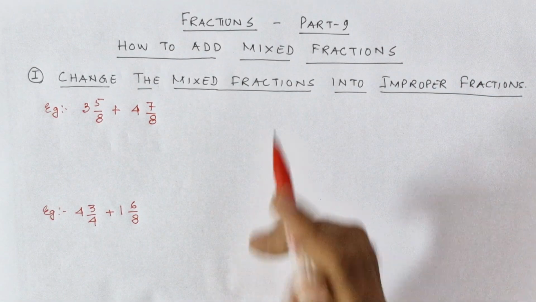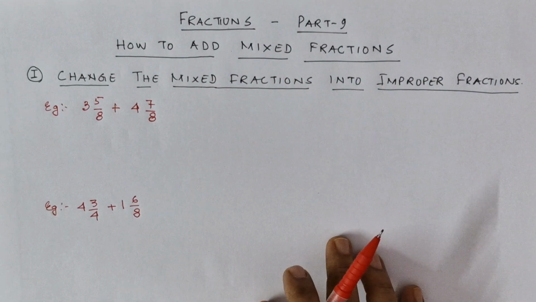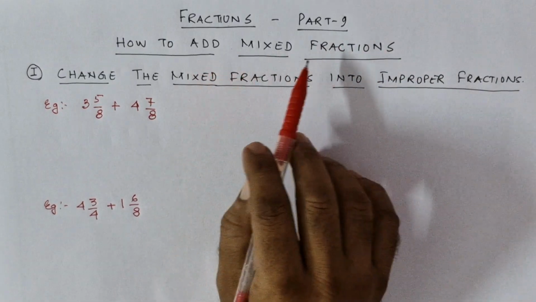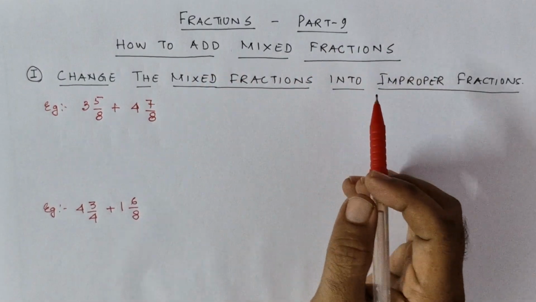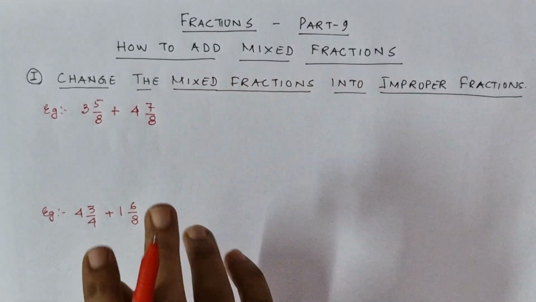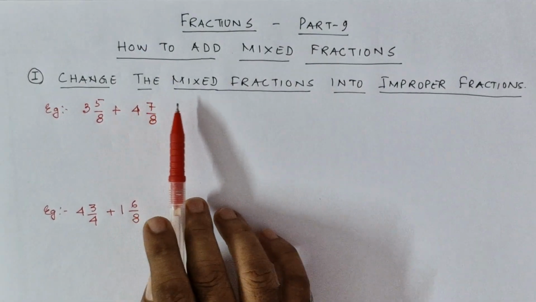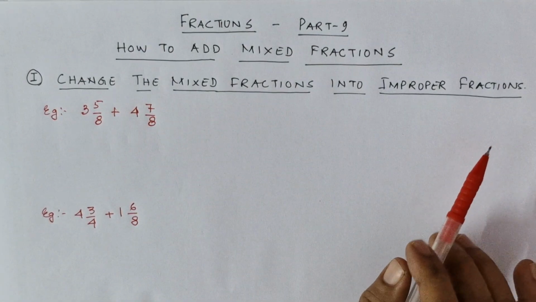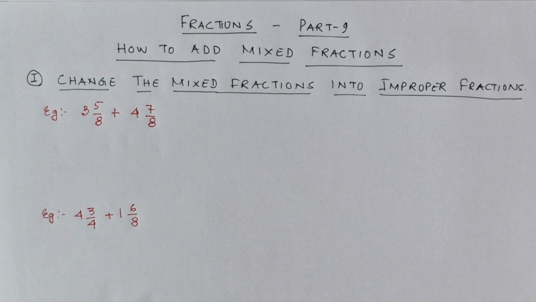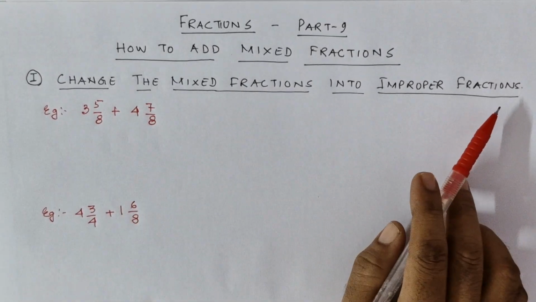Now today's topic is how to add mixed fractions. There are two steps in solving this. You have already seen in part 8 how to add like fractions and unlike fractions, and in today's lecture you will learn how to add mixed fractions. As I said, there are two steps. The first step is to change the mixed fractions into improper fractions, and the second step is adding the whole numbers and the fractions individually. So let's jump in and see how to change the mixed fractions into improper fractions.